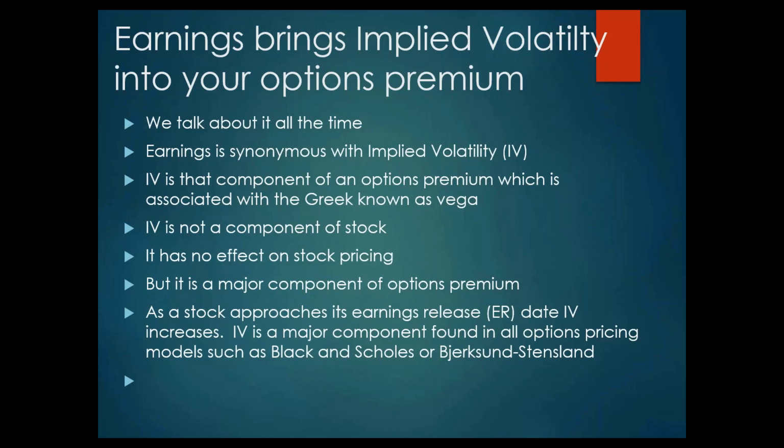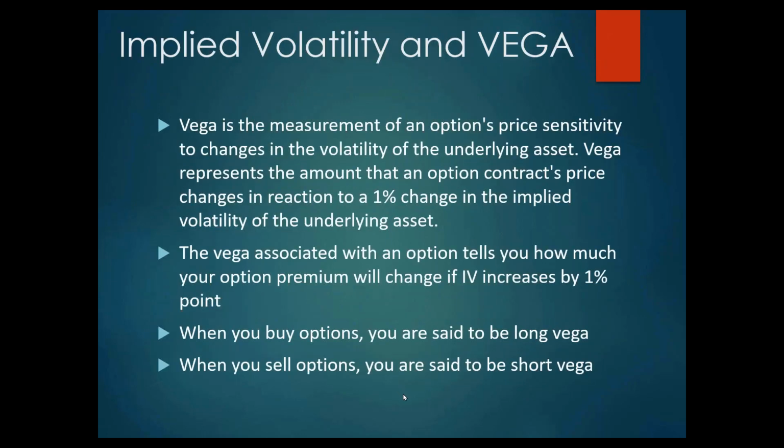Implied volatility is a major component found in all options pricing models, such as Black-Scholes, such as Jarrow-Rudd, Bjerksund-Stensland. I always say that one wrong. What is vega? It is related to implied volatility. It is the measurement of how your option premium will change based on a change in implied volatility.